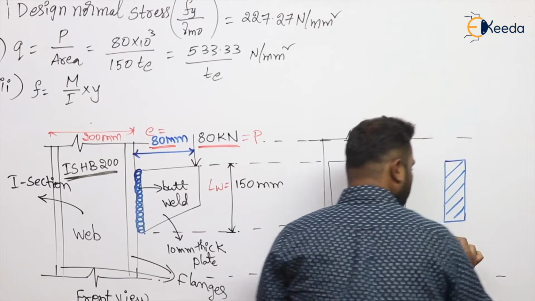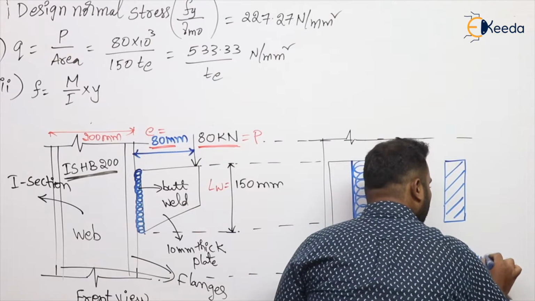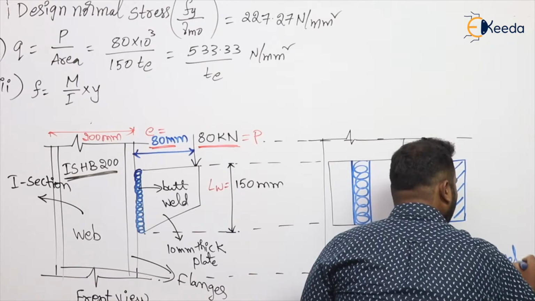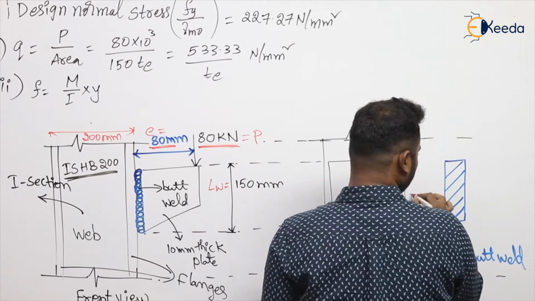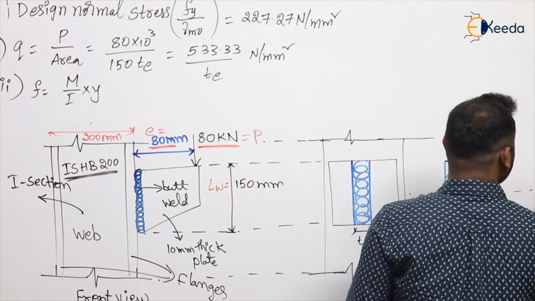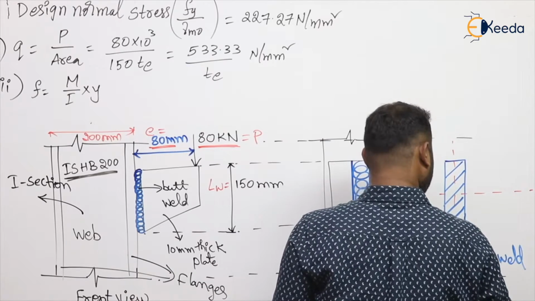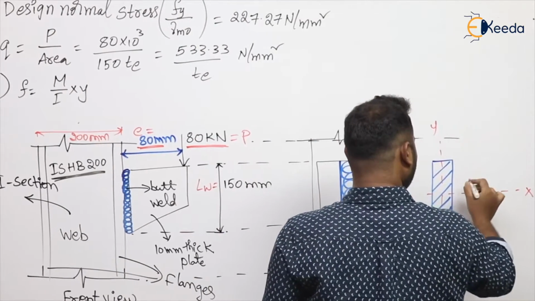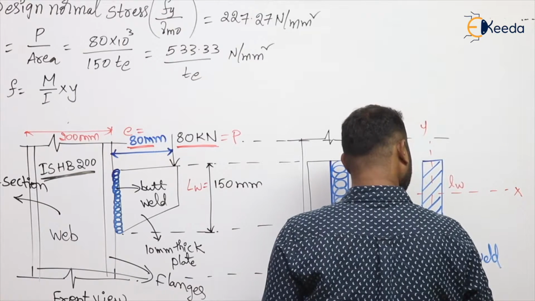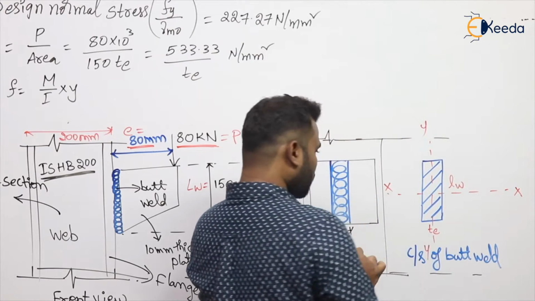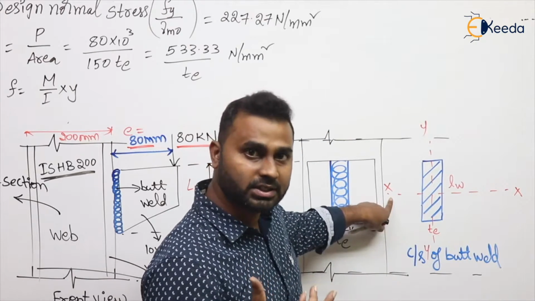So this is the cross section of the butt weld, right? For this cross section there exist two axes. This is one axis XX, and this is the other axis YY. This is the length of the butt weld, and this is the throat thickness T. Is it clear? Now bending will occur along this XX axis.